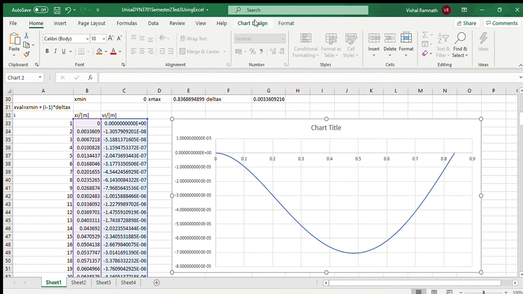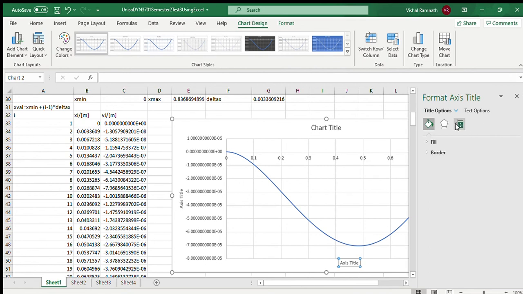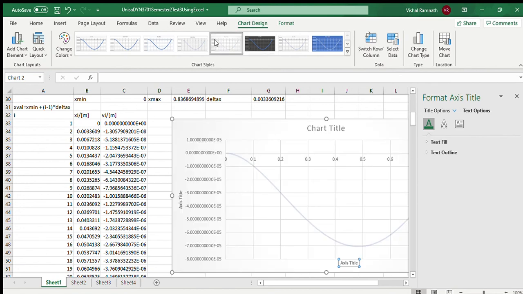I then can click on chart design, and then I can add some elements: data labels, grid lines, legends, these type of things. So let's just put some axes and some labels in there. Okay, and then we can obviously format everything over there. So we can change how the graph looks. Okay, so let's just use this one.